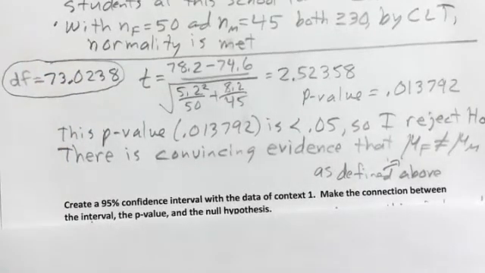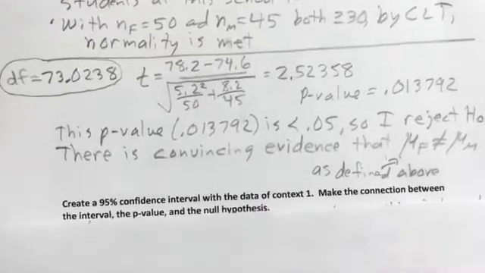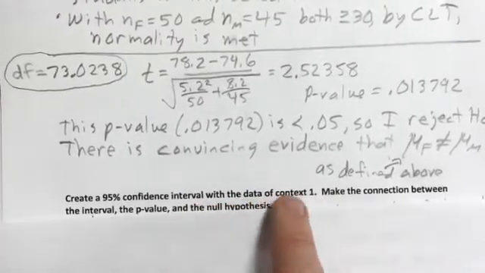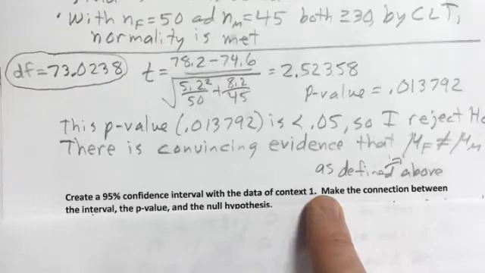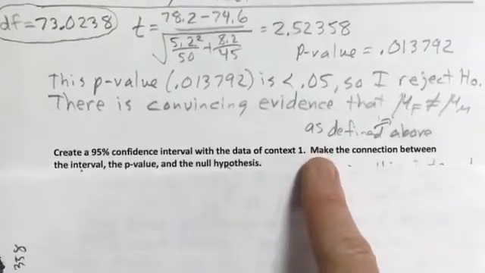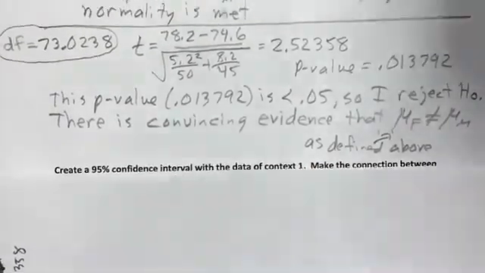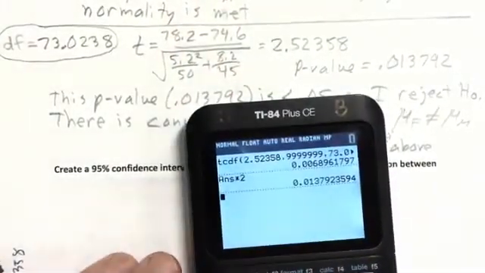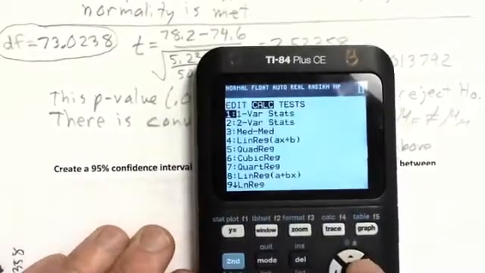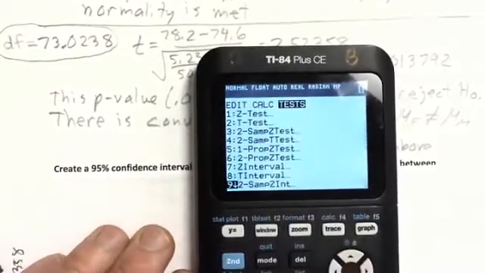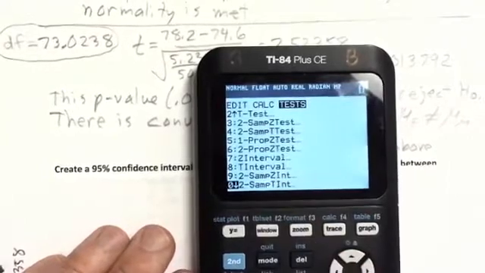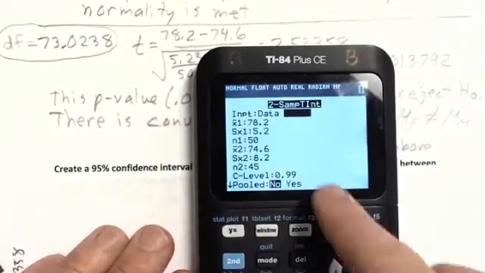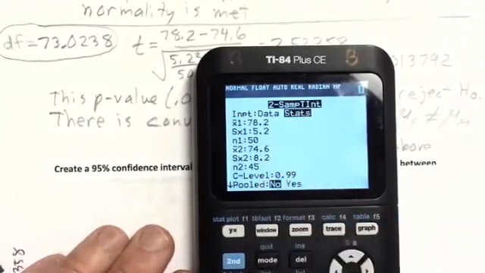Be able to make the connection between the interval and the p-value and your hypothesized value. Create a 95% confidence interval with the data in context 1. Make the connection between the interval, the p-value, and the null hypothesis value. Okay, so this is what we do. Just like last chapter, let's make our interval. You remember we go stat, we go test, and we go down to option 0, the 2-sample t interval. So we hit enter, and notice it went ahead and entered all the numbers for me, and it asked for 95% confidence.